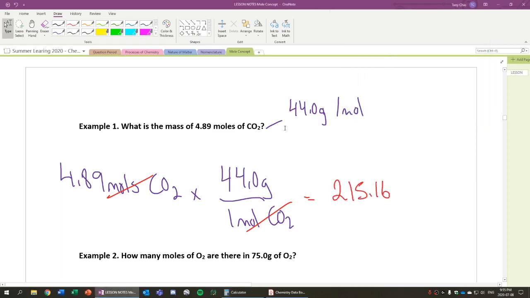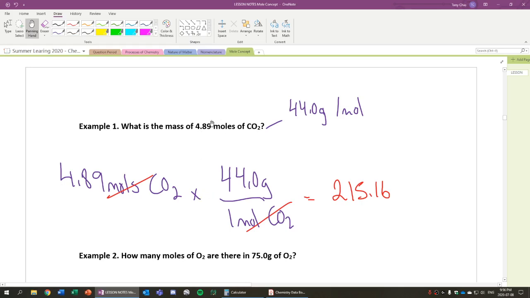Now, we look at the correct number of sig figs. Conversion factors don't really have sig figs unless they're stated in the question. Our sig figs are always from our original question. Because we're multiplying, we always round to the least number of sig figs.